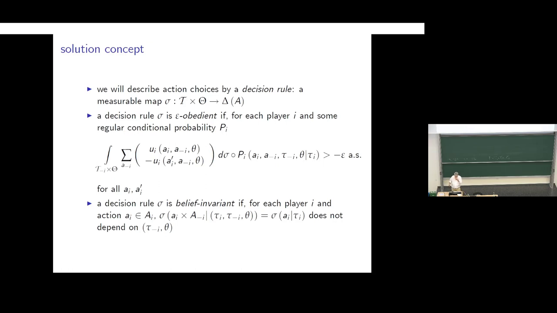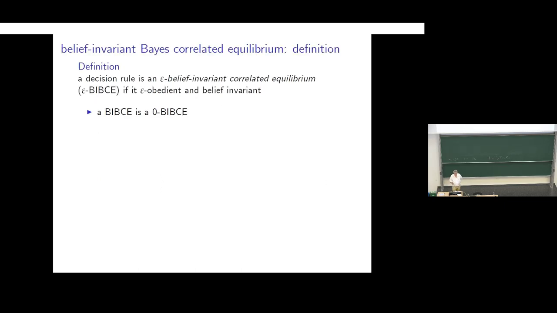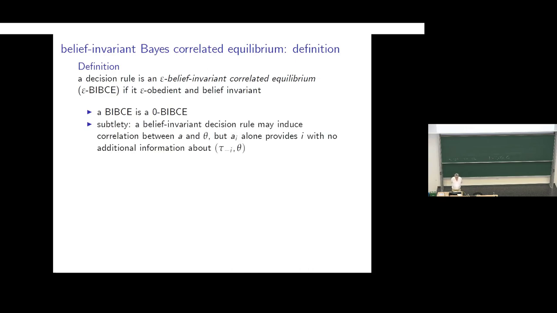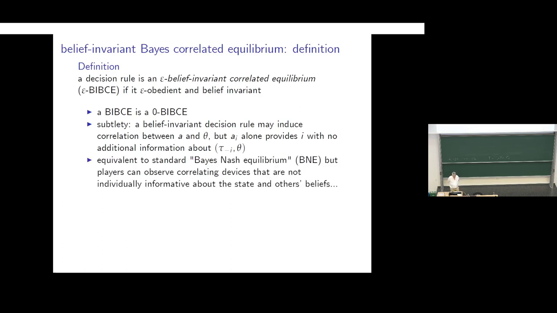Okay. So this is allowing for some correlation in behavior, but not too much, because from player I's point of view, there isn't correlation with other players' actions. Okay? So our solution concept, and I apologize for the number of words here, is going to be belief invariant Bayes correlated equilibrium. So we can talk about an epsilon BIBCE if it's epsilon obedient and belief invariant. If epsilon is zero, we just say BIBCE. As I said, this subtlety is that there may be correlation in people's actions, but there's a sense in which it's not payoff relevant from player I's point of view.